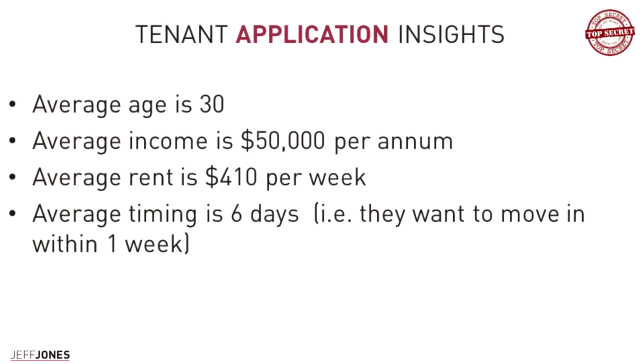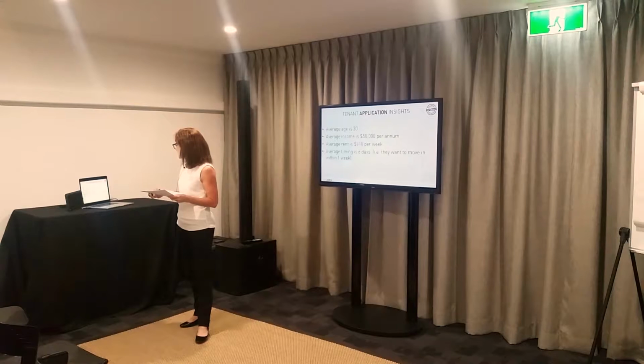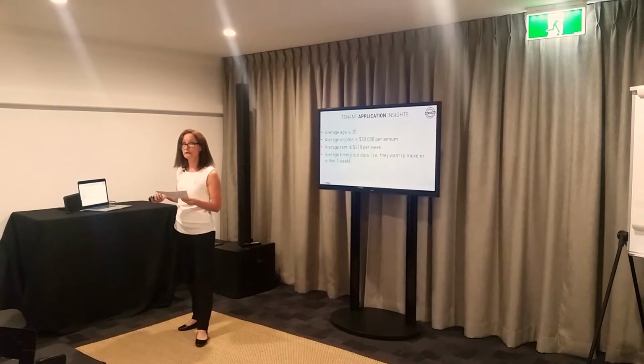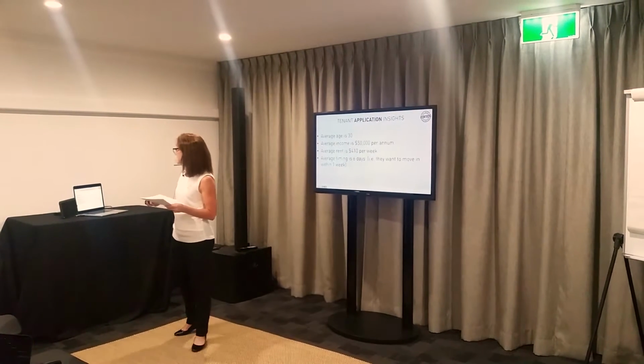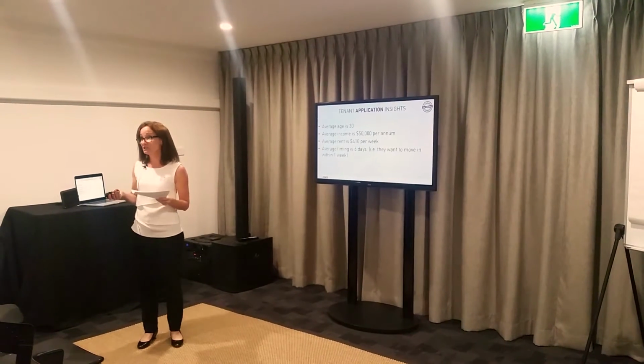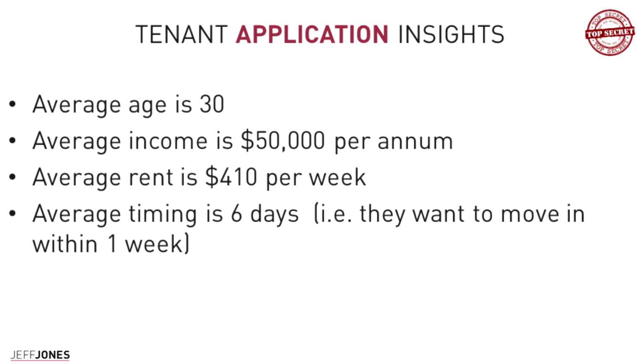Okay, and then this is about what tenants are looking for. We've been tracking this month. I think there are 85 applications that give us this information. So the average age of tenants looking in our area is 30. Average income is $50,000. Average rent is $410. And average timing is 6 days. So that's telling us that tenants actually want to move in within a week.